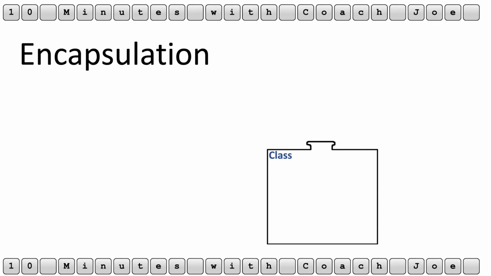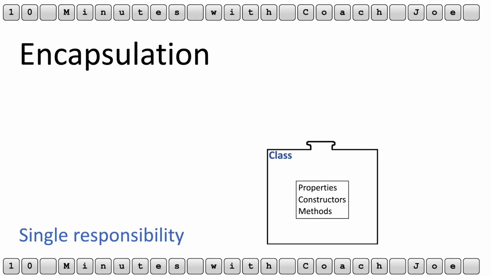Let's say this puzzle piece is a class. If you're creating a class, you're doing encapsulation. Inside the class could be constructors, properties, and methods. The properties are data fields and object state. The constructor and methods are the behavior. The contents of this class is a single unit with a single responsibility.